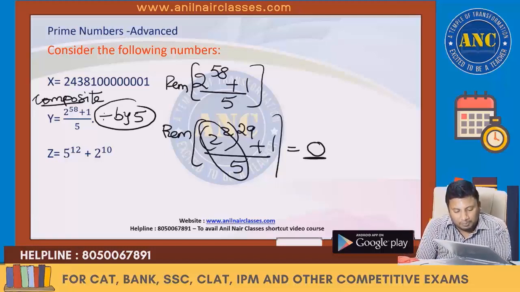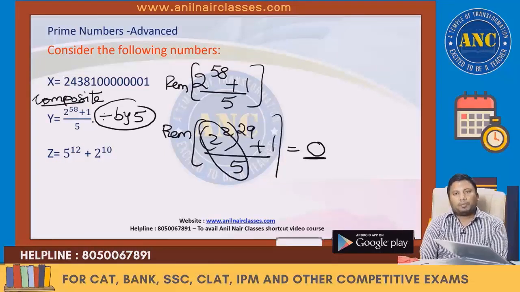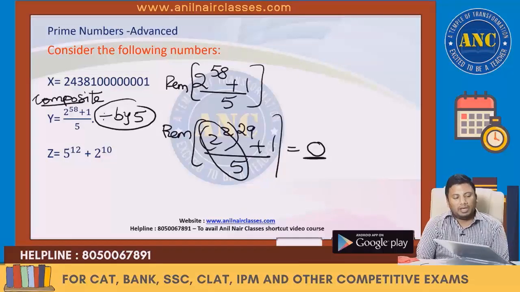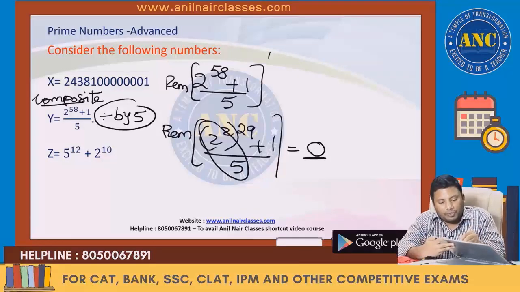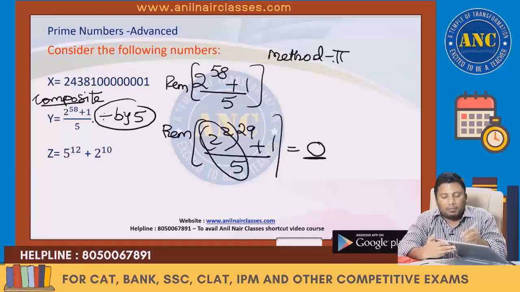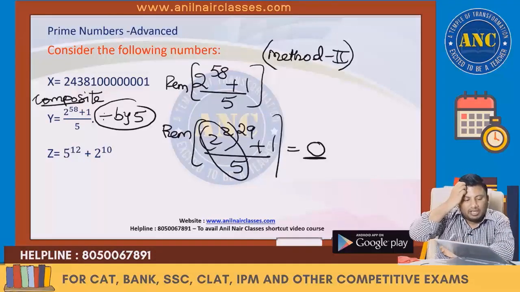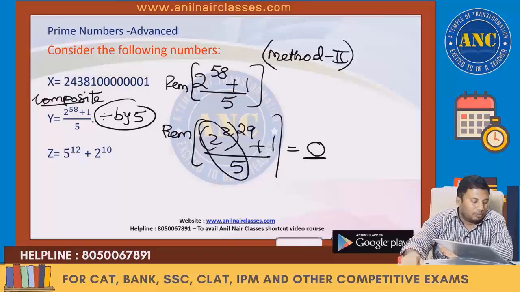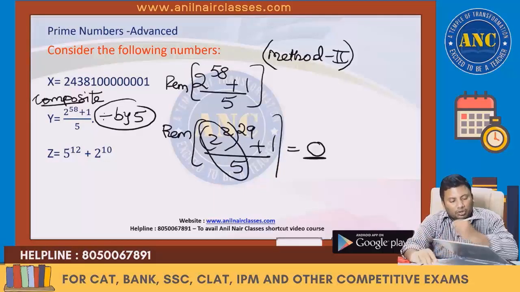(2^58 + 1) divided by 5: (2^2)^29 + 1, 4 divided by 5 gives minus 1, and minus 1 plus 1 is 0. That means the answer is divisible by 5. If this is divisible by 5, how can it be a prime number? Method 2: how to check whether a number is a prime number or a composite number. I hope method 2 is clear to you. Now method 3.